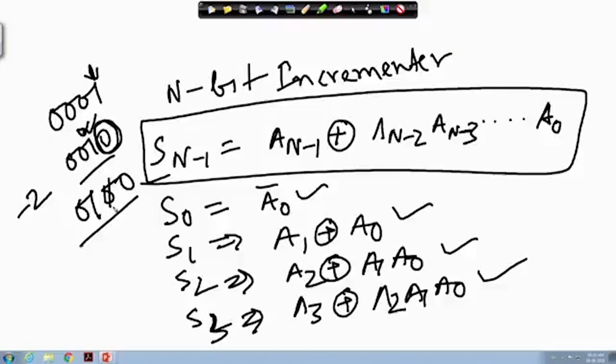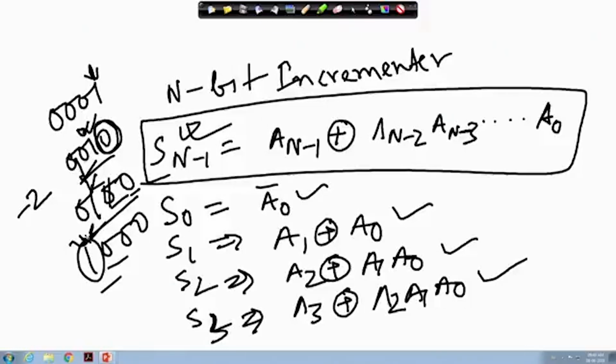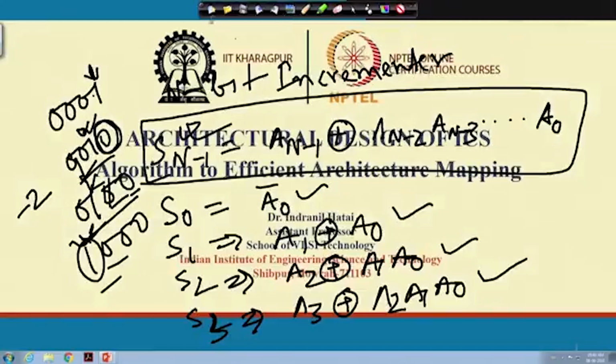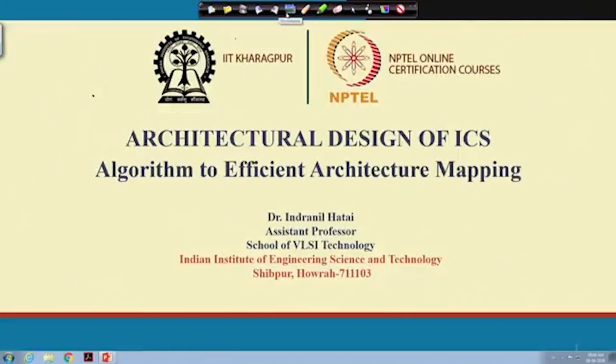At that time these two bit positions are 0 0, so they will remain unchanged, and this equation will start from this particular bit position. The same thing will happen for 8. At that time these 3 bit positions will remain unchanged, and the changes will occur from this particular bit position. So now I can design any n-bit incrementer which can increment by 1, by 2, by 4 or by 8.